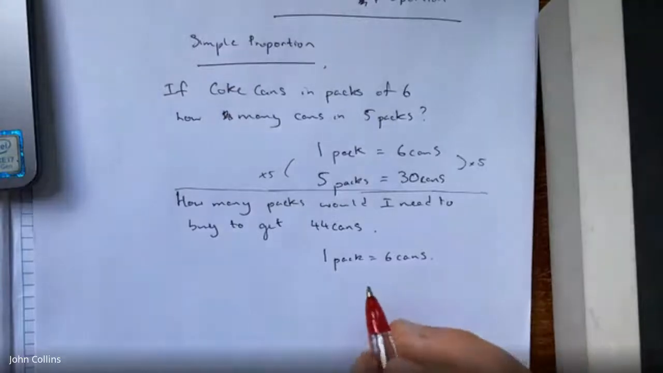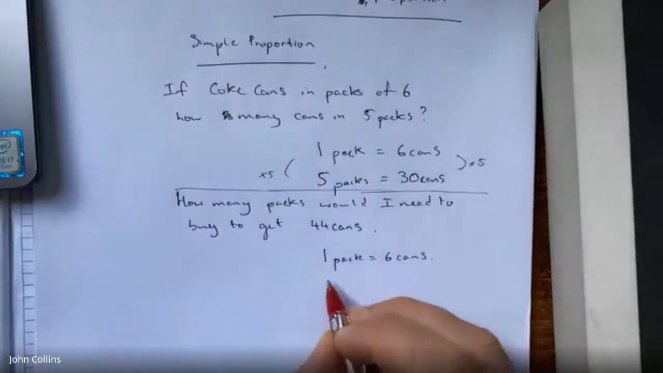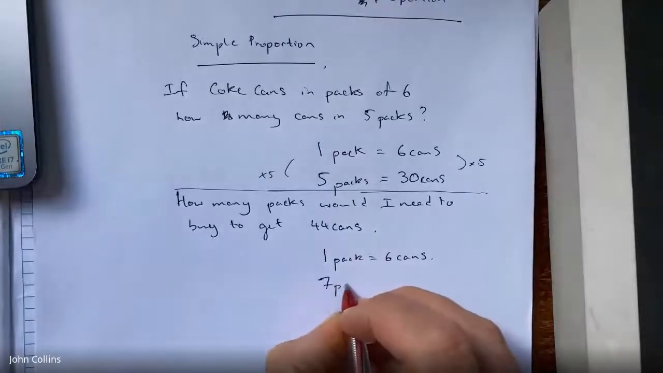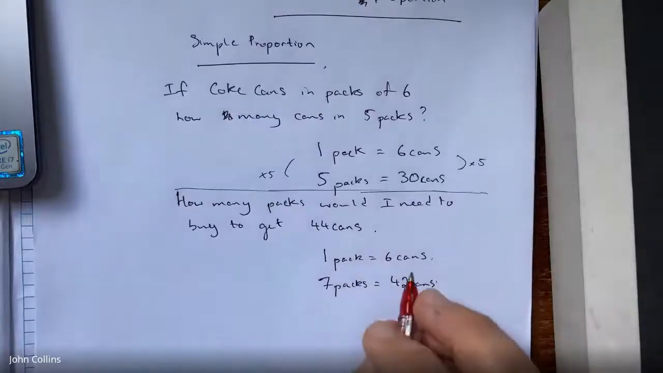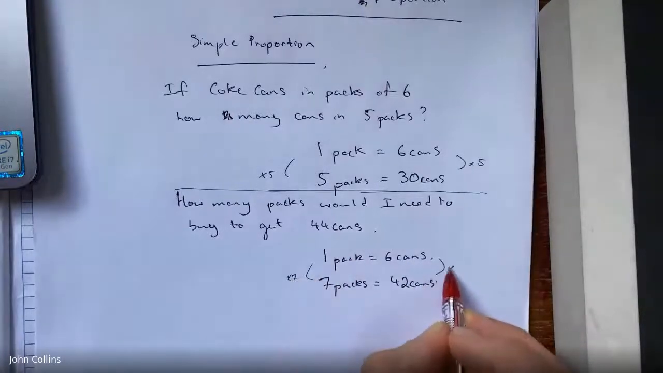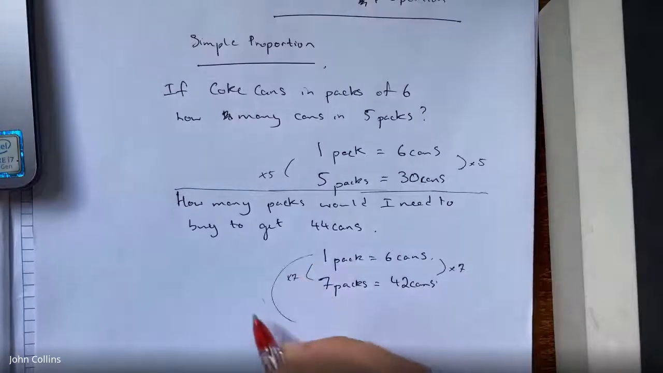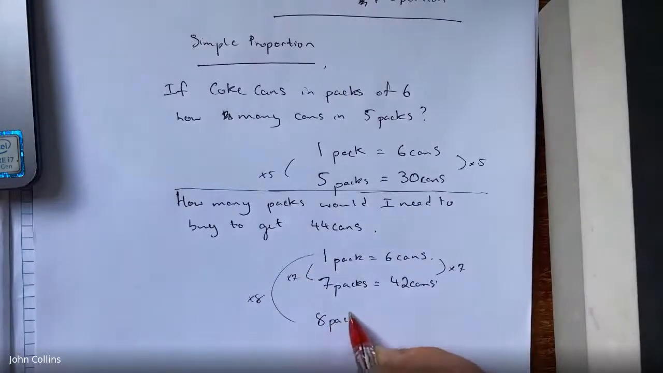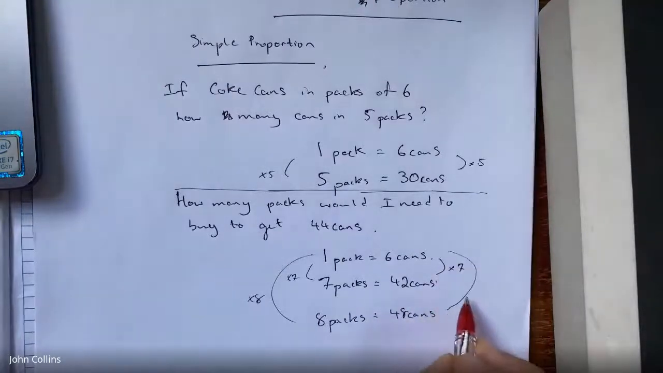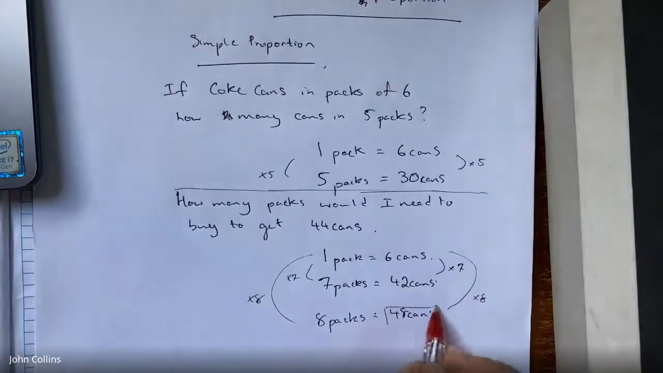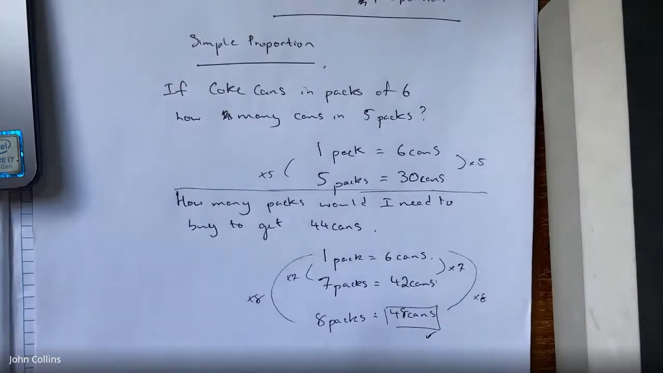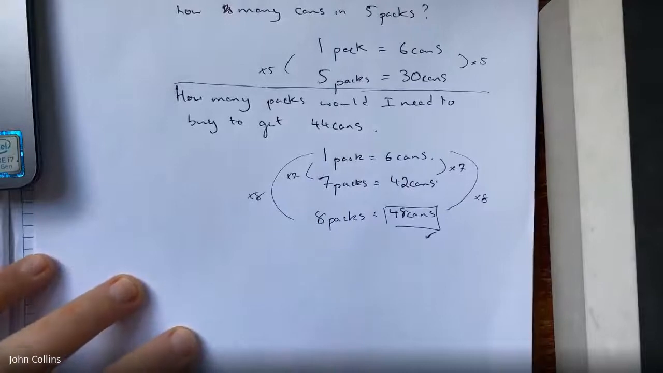So the logical answer is, well, I know how I would get 7 packs. 7 packs would be 42 cans, and that's not enough. I need 44 cans. So I obviously would have needed to multiply by 8 to get 8 packs. And 8 times 6 is 48. Now I'd have too many cans, but that's okay. 8 packs, so I get 48 cans. But that satisfies, I get at least 44. Okay, that's another example of how simple proportion could work.